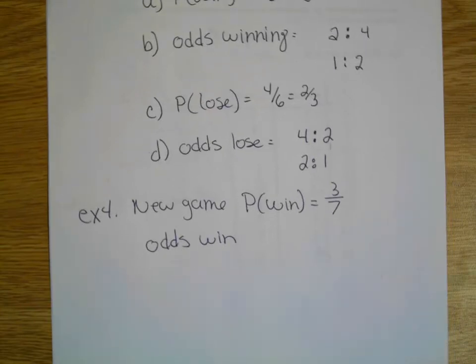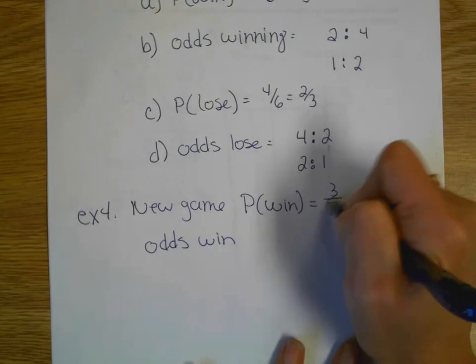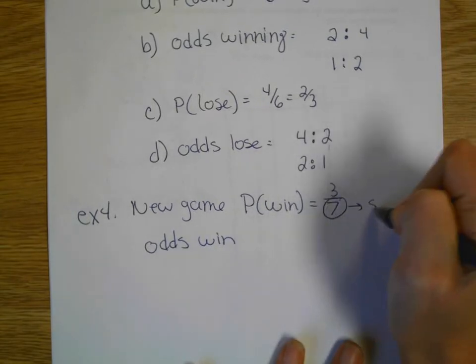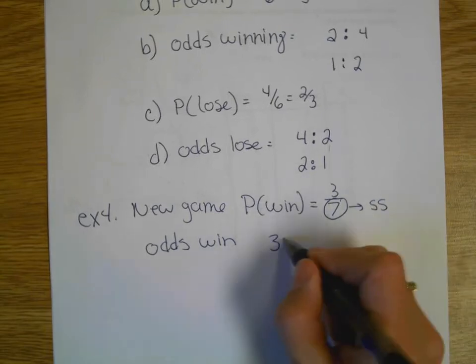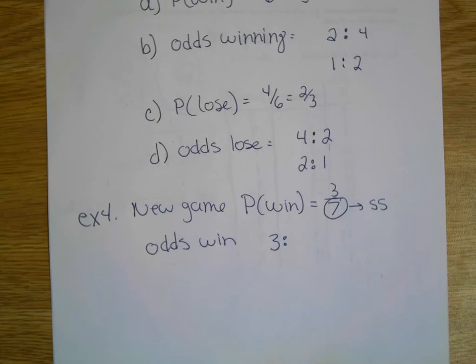What is my sample space? 7 is my sample space. That's perfect. There's your sample space. Now you got to break it apart. So your 2 numbers should add up to 7. So how many successful outcomes are there? 3. So how many unsuccessful outcomes are there? 4. 3 to 4.